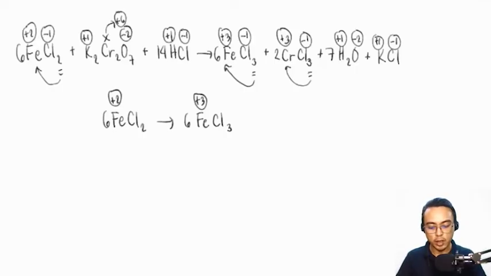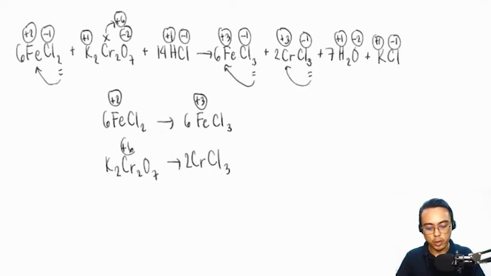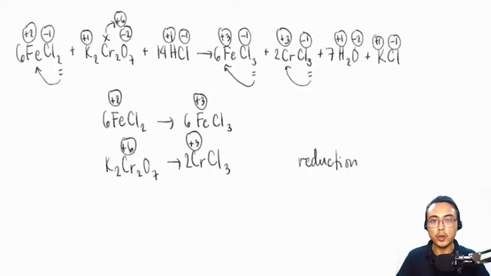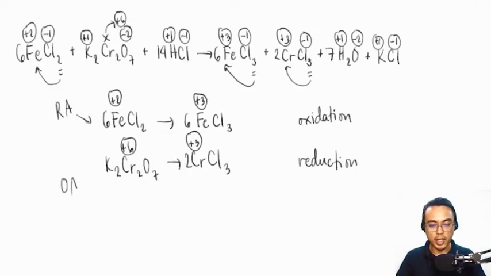So we write as our second half reaction, K2Cr2O7 yields CrCl3. From +6, it decreased to +3. And since the oxidation state of chromium decreased, we say that that half reaction is the reduction, while for iron, it increased from +2 to +3. That is our oxidation half reaction. Okay, and we also say that FeCl2 is our reducing agent, and then potassium dichromate is our oxidizing agent. And with that, we have solved the problem.